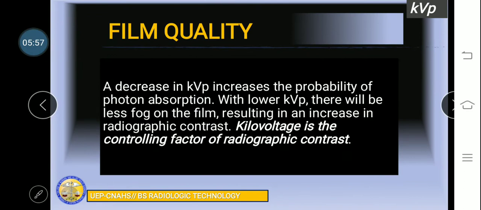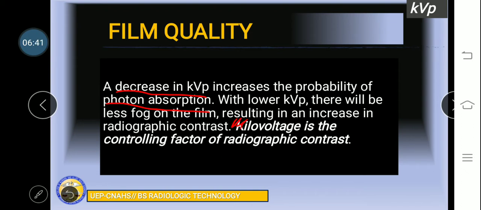A decrease in KVP increases the probability of photon absorption. That is why we said we have to increase KVP to become more penetrable. Photon absorption here refers to attenuation. If KVP is lower, the effect is that the beam will be attenuated, absorbed by the human body. So with lower KVP, there will be less fog on the film, resulting in an increase in radiographic contrast.